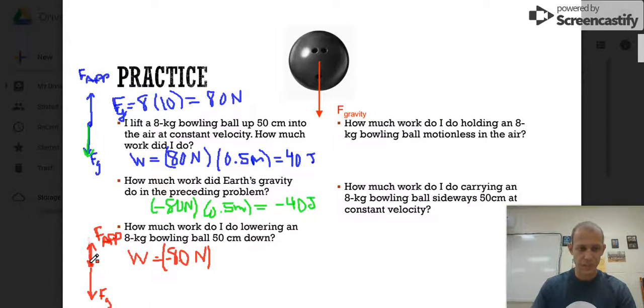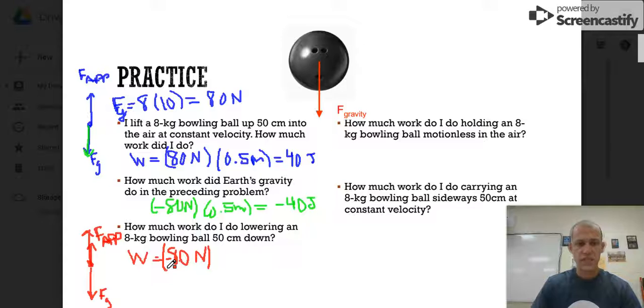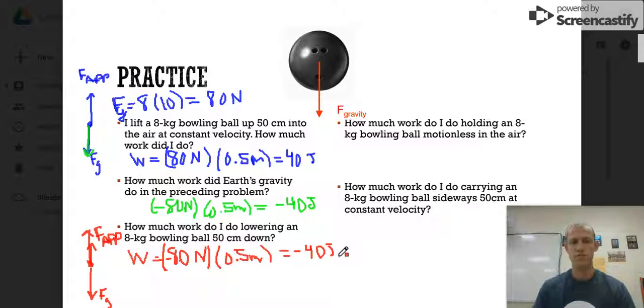So this arrow should be the same length as the force due to gravity, but now the dynamic equilibrium is a constant motion, not upward, but downward. So it's negative 80 now because I am applying an 80 Newton force upward, but I'm still lowering my hand downward. So that's opposite the displacement, which is 0.5 meters. So now my work is negative 40 joules because the displacement has now changed.